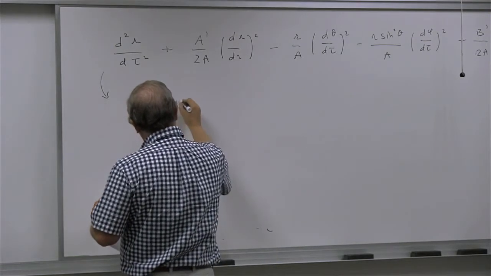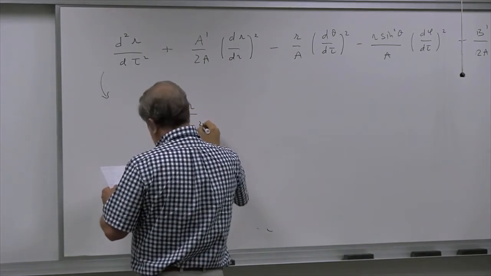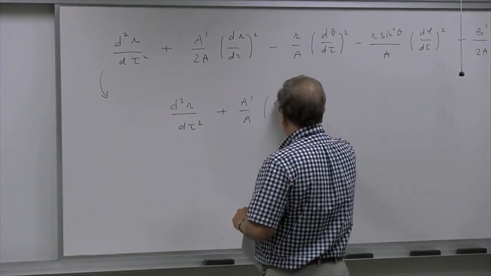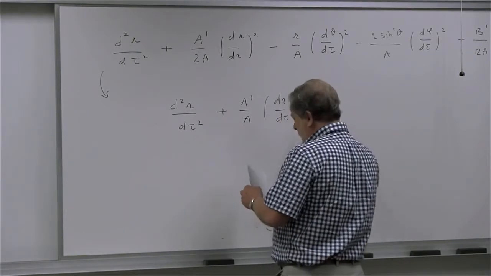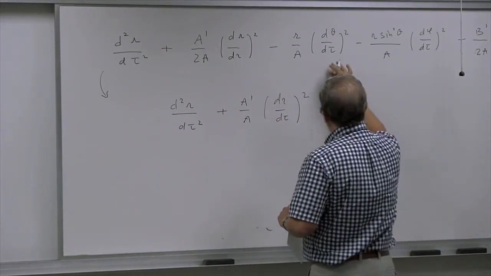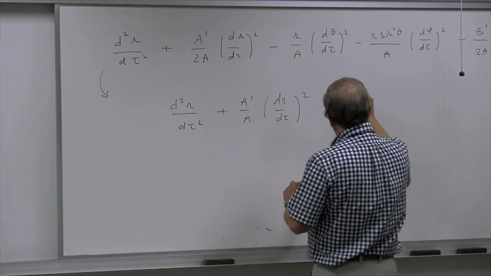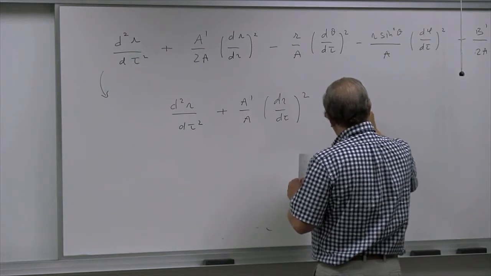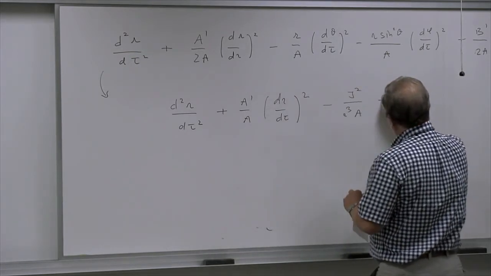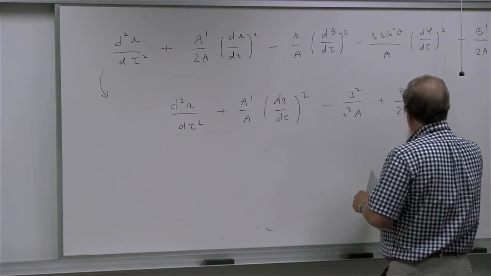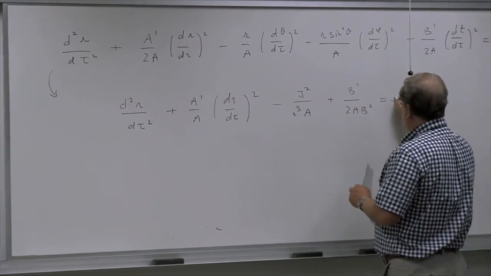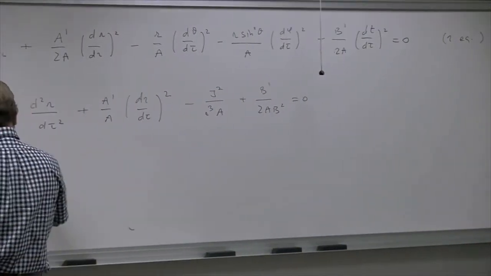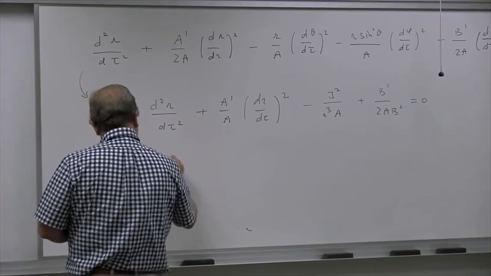as the second derivative of r with respect to tau squared plus a prime over a times dr by d tau, which is these first two terms, squared, minus the angular momentum, so minus j squared over r cubed a, plus b prime over 2ab squared is equal to 0. So that's what's left. And this can be written again as d by d tau of something is equal to 0.